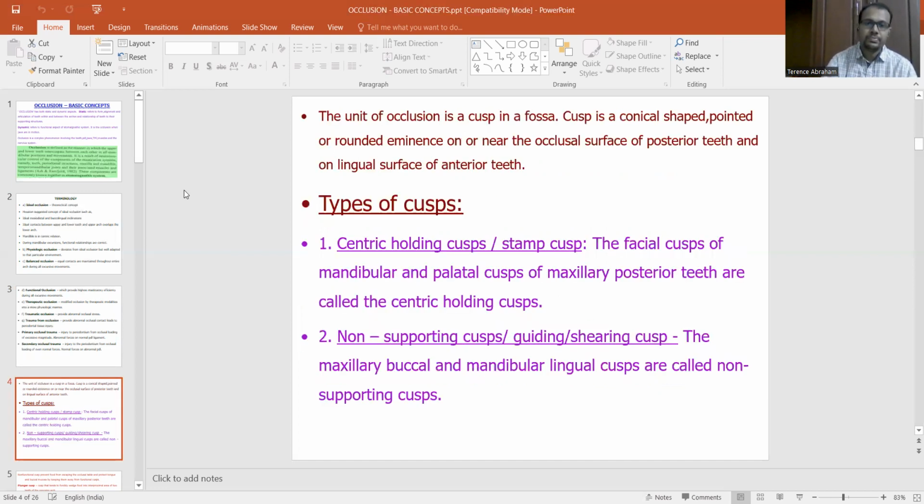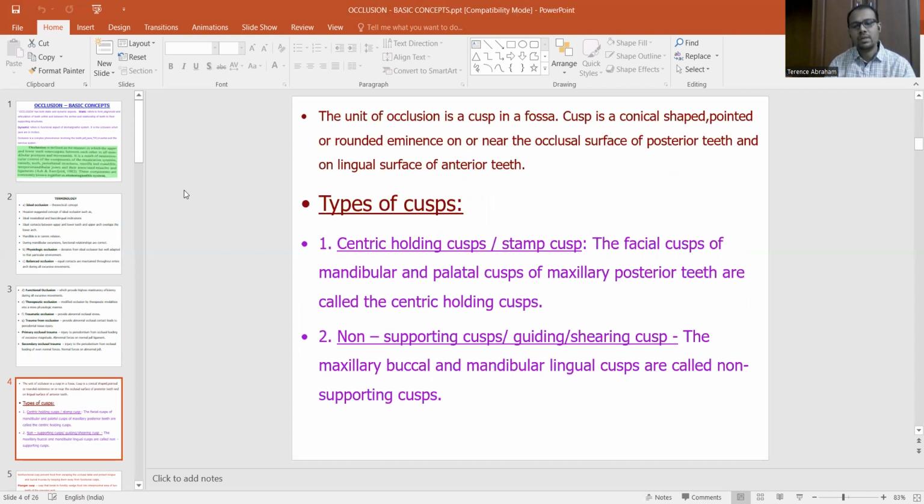Coming to the next slide, the unit of occlusion is a cusp to fossa relation. That is the unit of occlusion. A cusp, we all know, is a conical shaped or pointed or rounded eminence, but a fossa is a deepened concavity. So the cusp should occlude over the fossa. What are the various types of cusp?